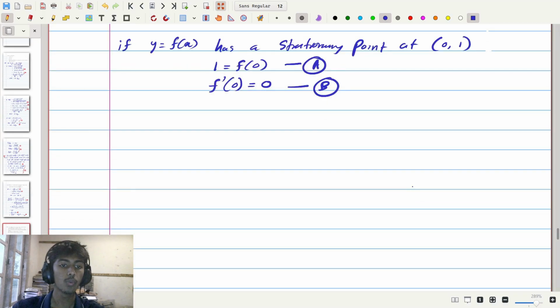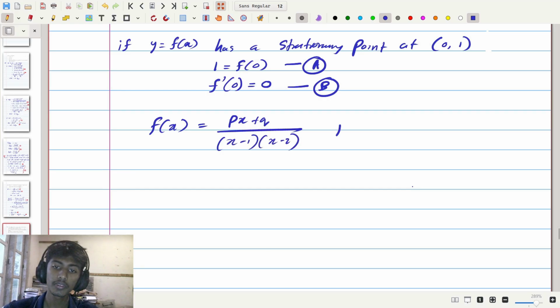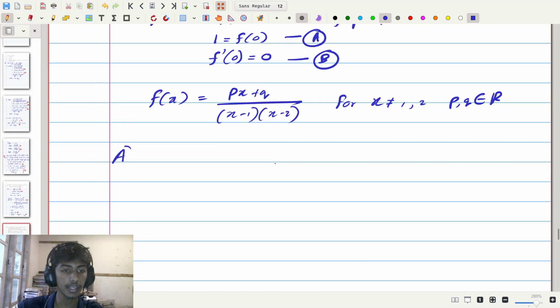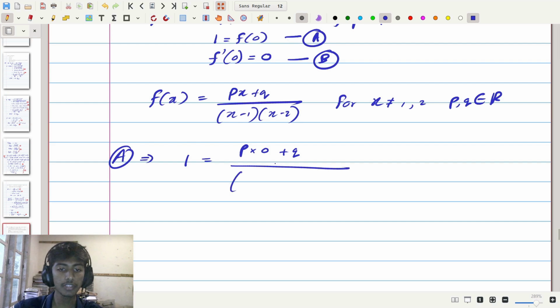Now considering this, we know that f(x) is equal to (px + q) divided by (x - 1)(x - 2) for x not equal to 1, 2, and p and q elements of the real numbers. Given this, applying equation A, we're going to get on the left hand side a 1, and on the right hand side we get f(0), which is going to be (p times 0 plus q) divided by, and inside the brackets we're going to get (0 - 1)(0 - 2).